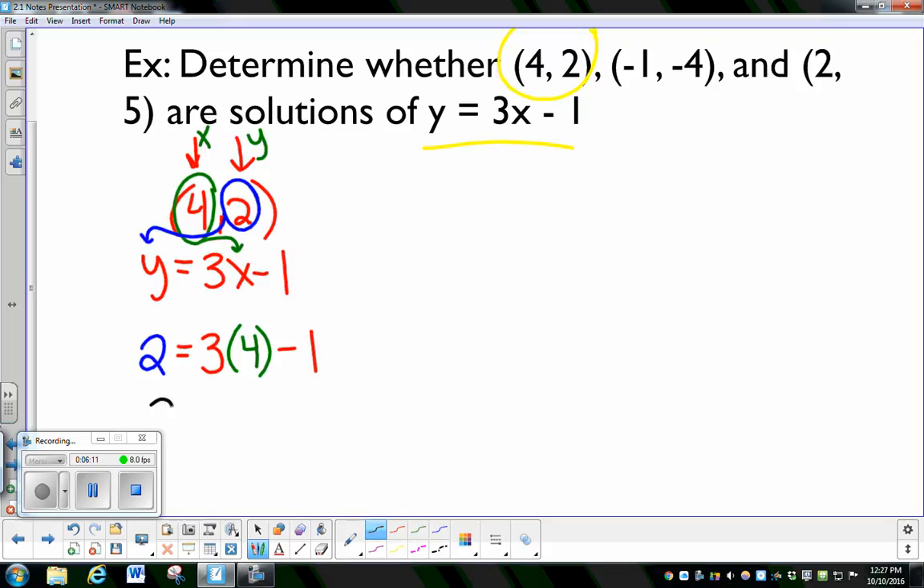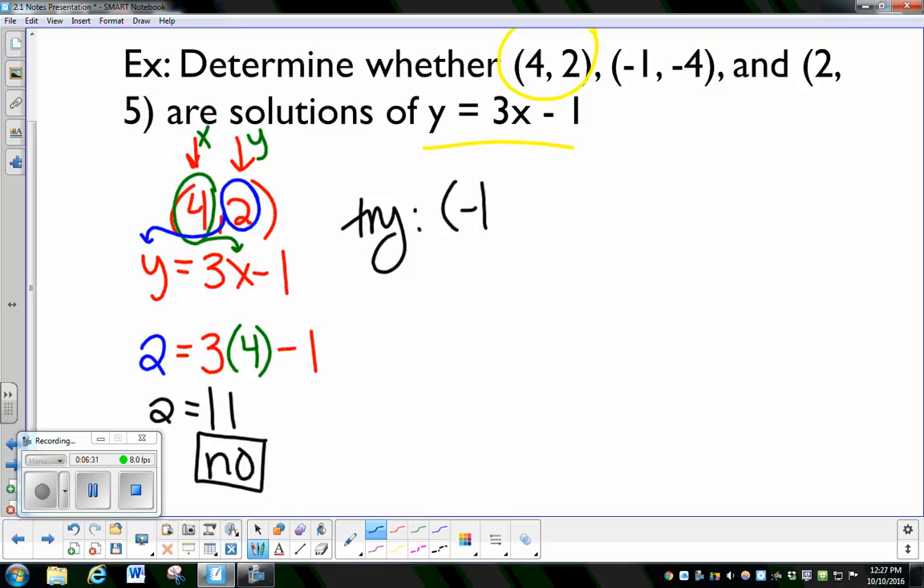So I have 2 equals, well, 3 times 4 is 12, minus 1 is 11. Well, that's not true, so we can say no. That coordinate is not on that line if we graph y equals 3x minus 1, and that x and y do not work in that equation. So I want you guys to try the other 2 points on your own. See if (-1, -4) is a solution of that same equation, and see if (2, 5) is a solution of that same equation.